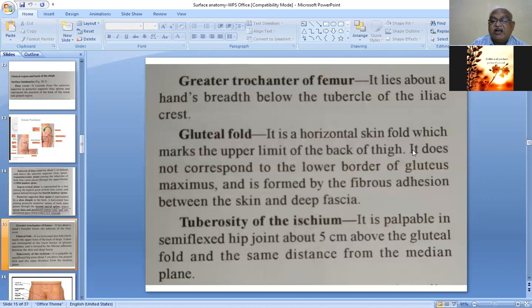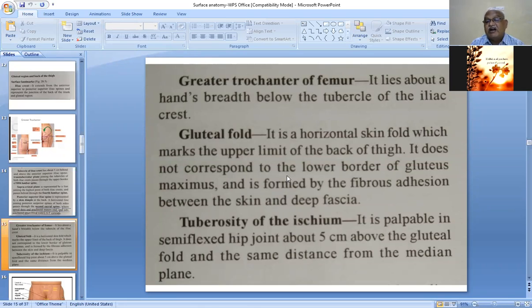Gluteal fold. It is a horizontal skin fold which marks the upper limit of the back of the thigh. It does not correspond to the lower part of the gluteus maximus and is formed by fibrous adhesions between the skin and the deep fascia.